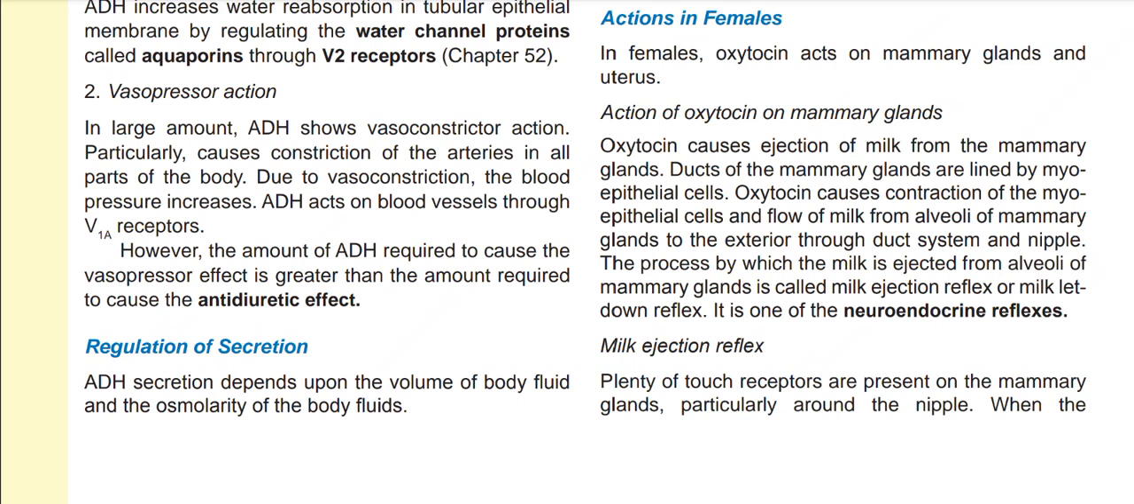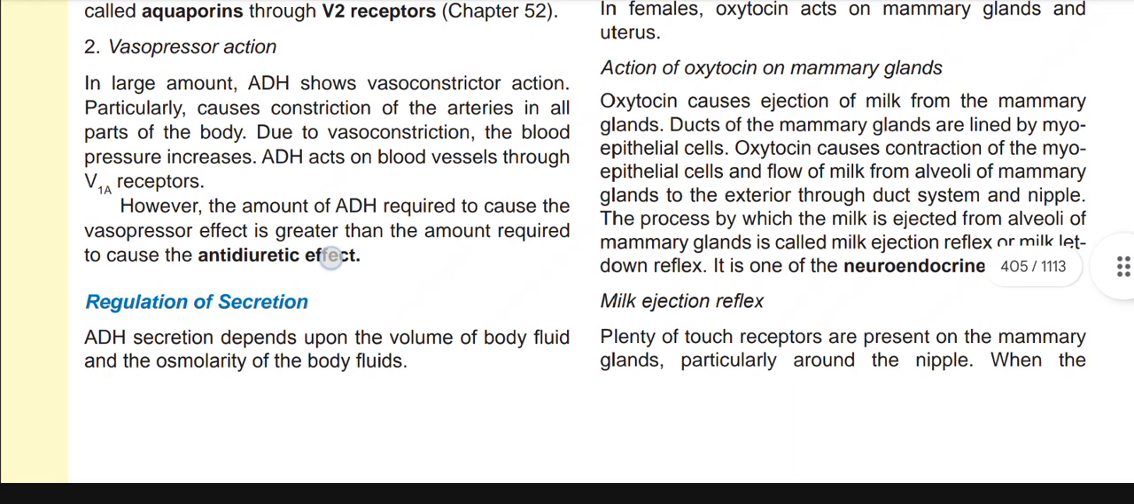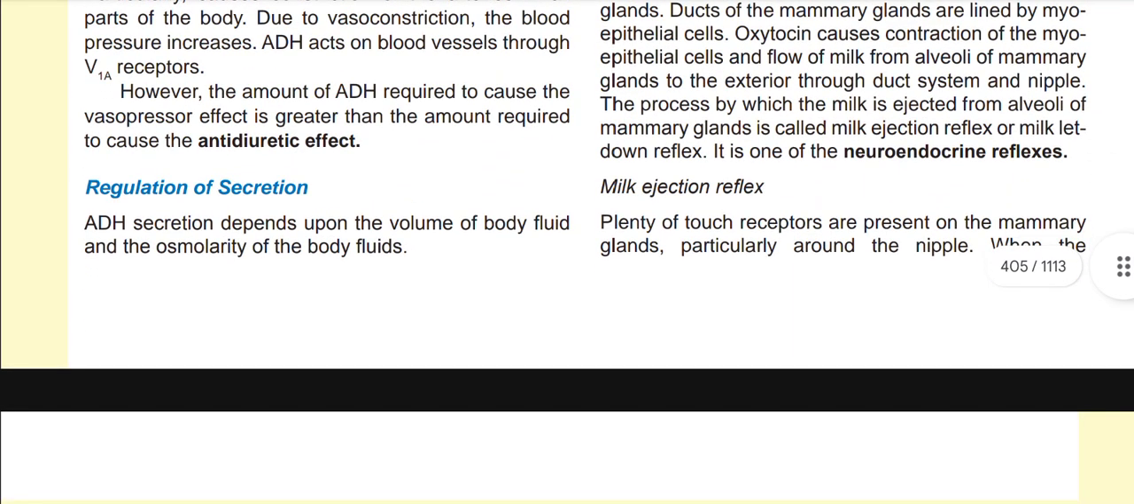Now, the process by which the milk is ejected from the alveoli of mammary gland is called milk ejection reflex or milk let down reflex. It is one of the neuroendocrine reflex. So, milk let down reflex is a neuroendocrine reflex phenomena. Now, what is milk ejection reflex or milk let down reflex? Plenty of touch receptors are present on the mammary gland, particularly around the nipple.